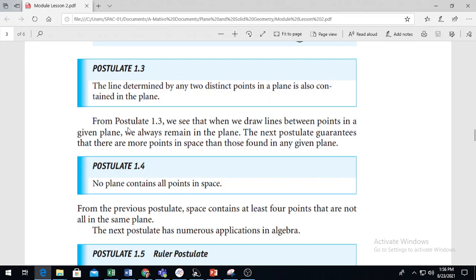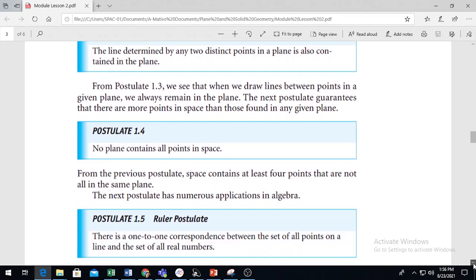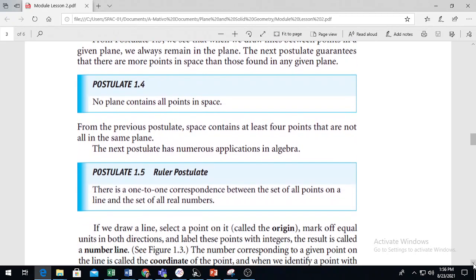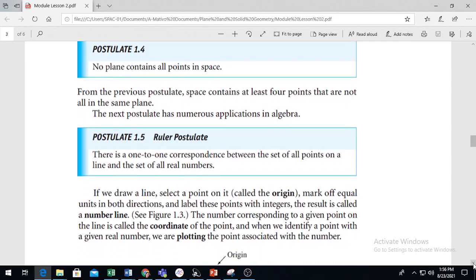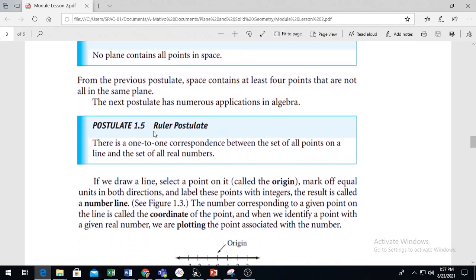Postulate 1.4 states that no plane contains all points in space. Correct. From the previous postulate, space contains at least 4 points that are not all in the same plane. So the next postulate has numerous applications in algebra. And in fact, in some authors, this is the very first postulate in geometry, the Ruler Postulate.